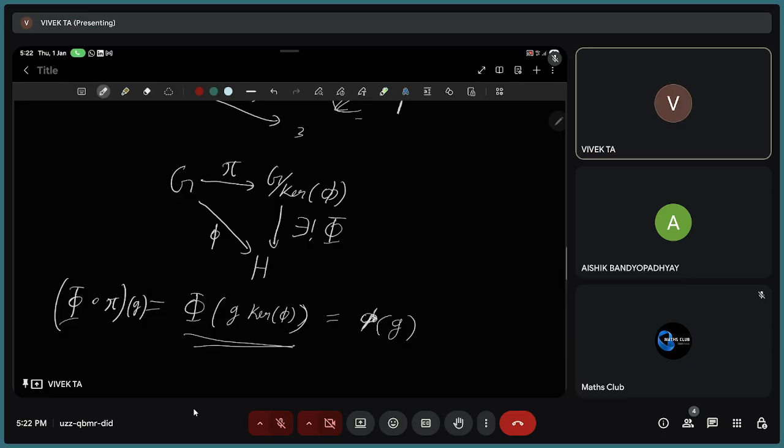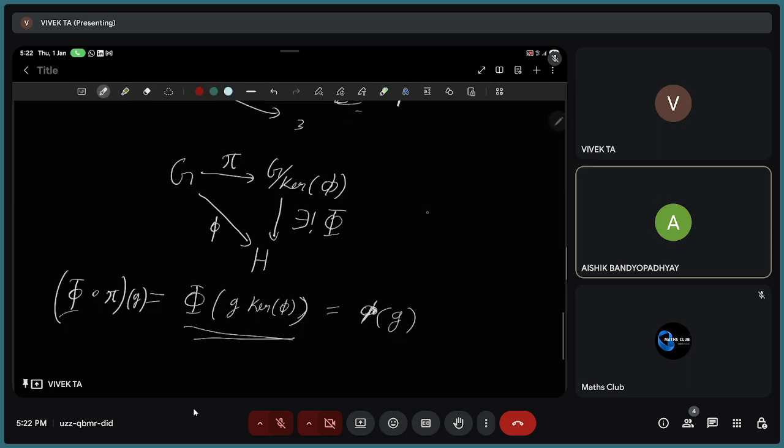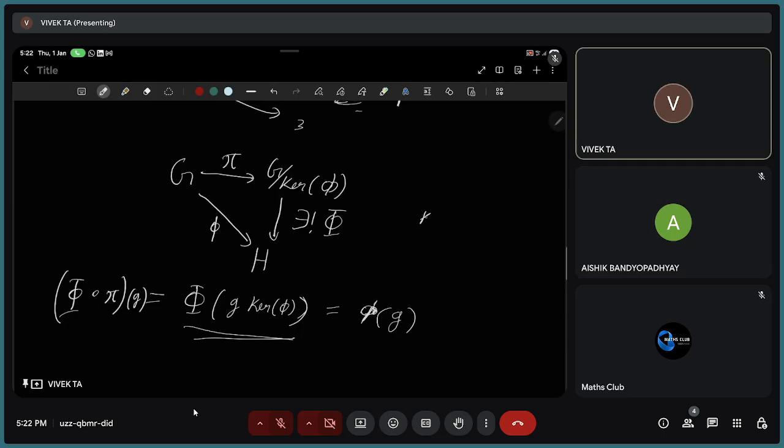Did you understand? Just to confirm, I just forgot what the kernel set was. So the kernel was essentially defined as the set of all elements such that, if g belongs to the kernel, phi of g equals the identity in H.